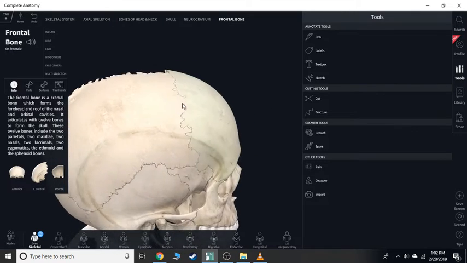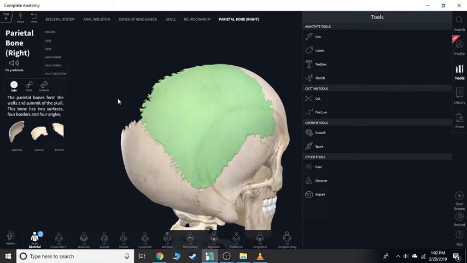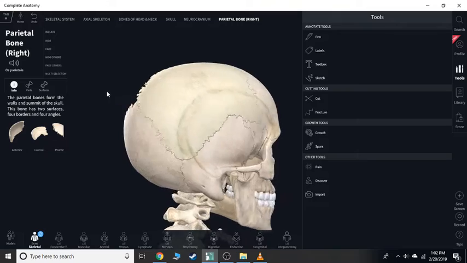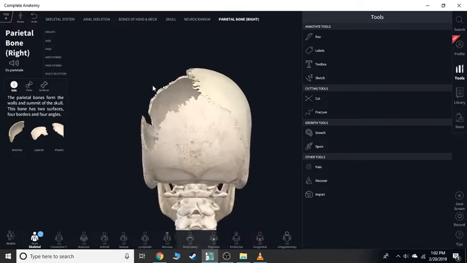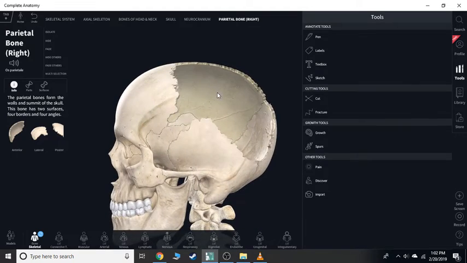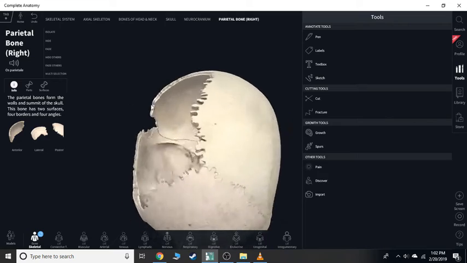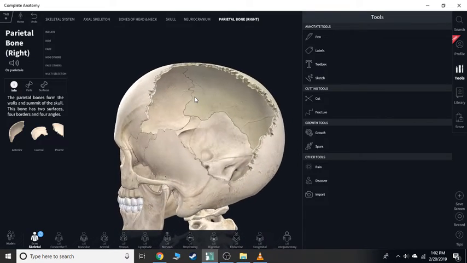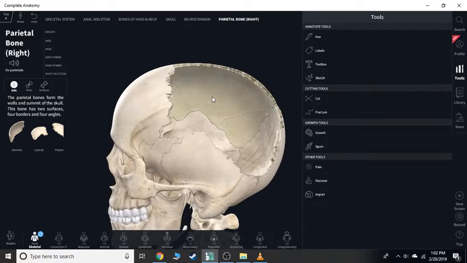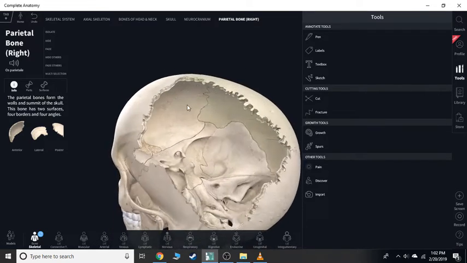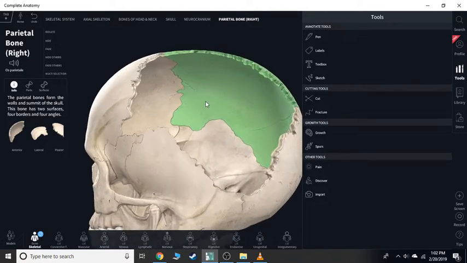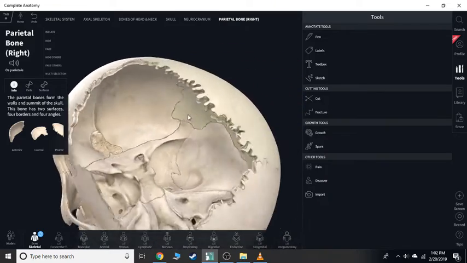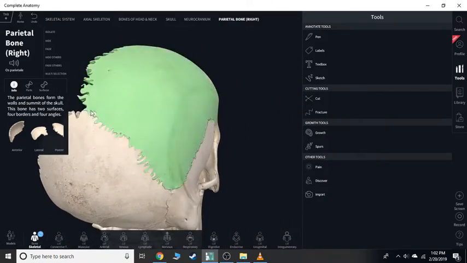Next is the parietal bone. There are 2 of these. There's a left and a right. The parietal bone makes up a huge portion of the cranium. Makes up the lateral and superior cranium, or at least a large portion of it. Don't think it has any foramen or anything special like that, but it does connect with the occipital bone to create the lambdoid suture.